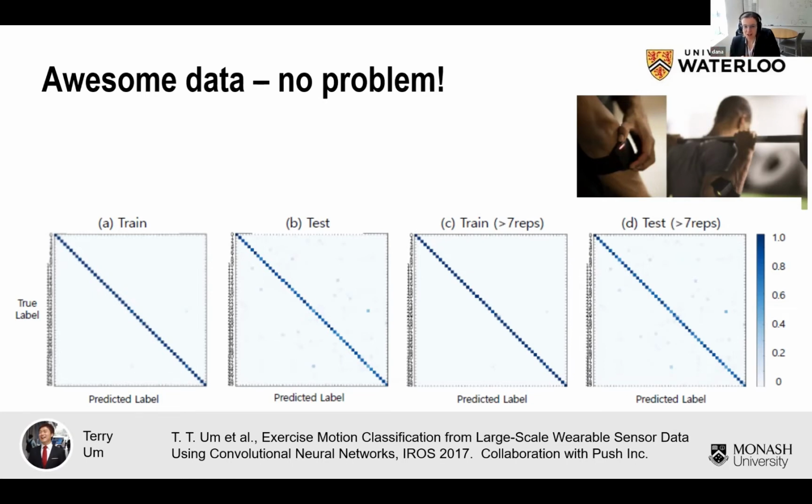I'm illustrating here another project that we did in collaboration between the University of Waterloo and Push. Push is a company that develops a single wearable IMU that is worn for gym exercise monitoring. You can see the picture there of this IMU that's worn just below the elbow during the performance of gym exercises. This work was led by my former PhD student, Terry So. In this project, we were able to show that we could very accurately distinguish between 50 different gym exercises using a very simple deep learning classifier.